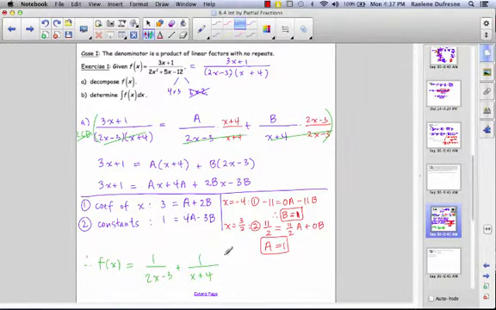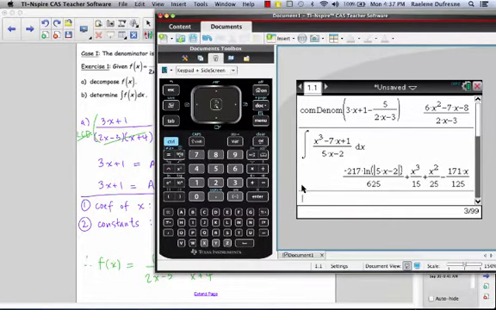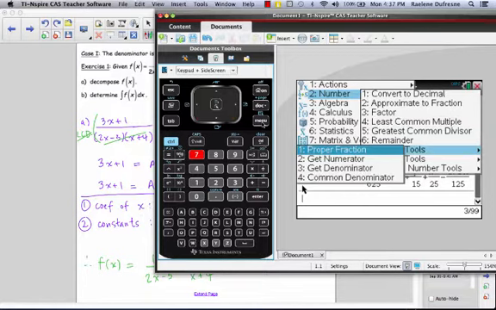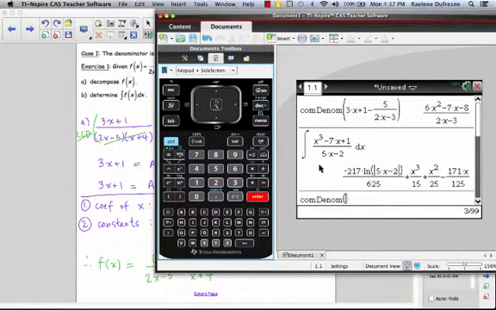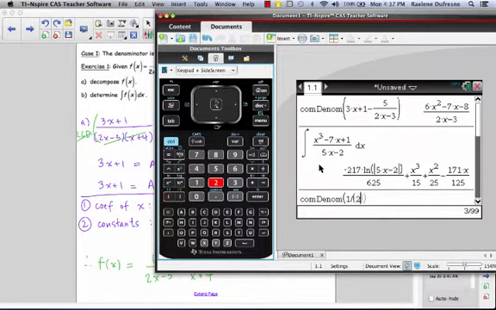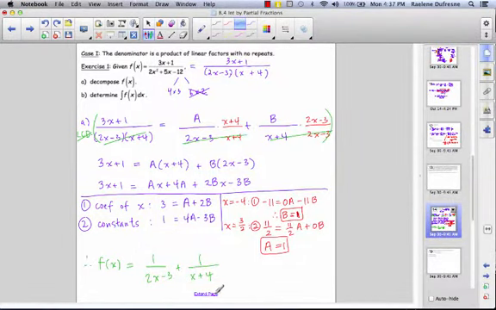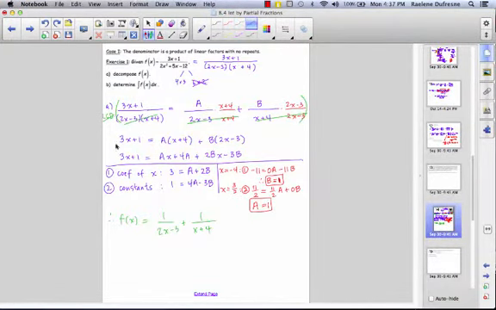And you can do a number of things to check your answer. I'm just going to get common denominator. So from the menu, number, fraction tools, and then common denominator, I have 1 over 2x minus 3 plus 1 over x plus 4, and that confirms my original fraction. So from here I'm ready to do part B, which is the actual calculus.